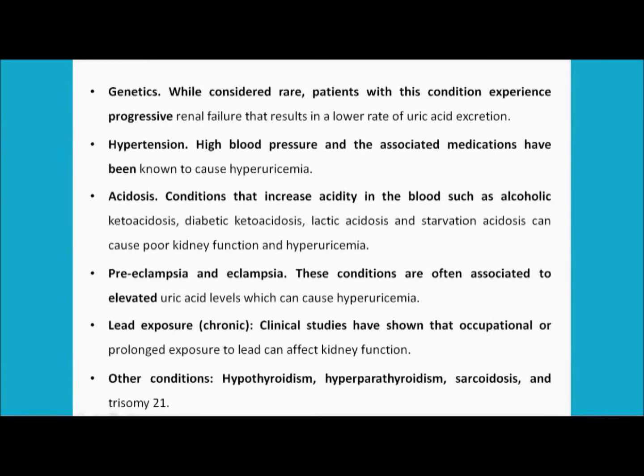Another condition includes hyperthyroidism, hyperparathyroidism, sarcoidosis, and trisomy 21. These are the other conditions which are associated with poor efficiency of the kidney to excrete uric acid, or you can say urate crystal.